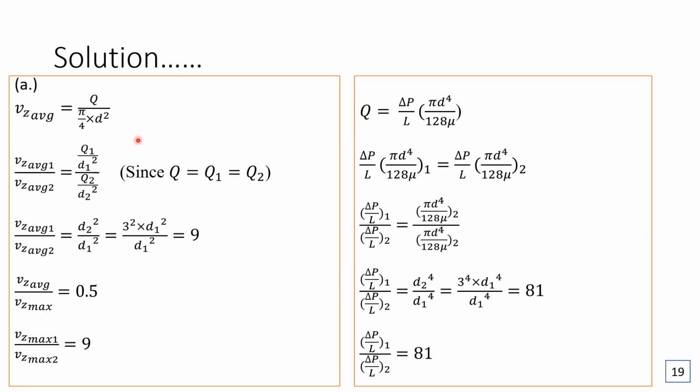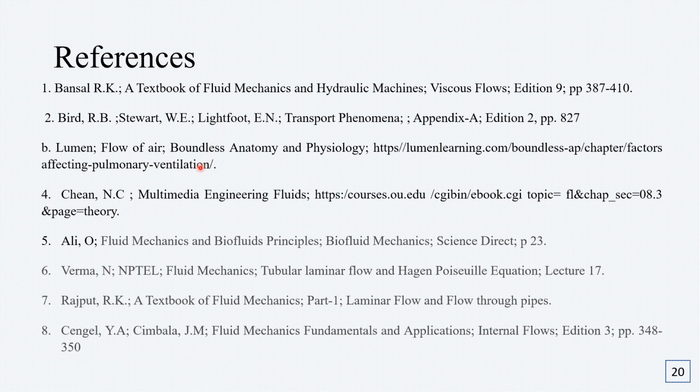It is the expression of the V average, and by substituting values we get Q1 equal to Q2 given in the problem. So we came to know that average velocity in the smaller diameter pipe would be 9 times the average velocity in the larger diameter pipe. Same would be the case for the maximum velocity: maximum velocity in the smaller diameter pipe would be 9 times that of the larger diameter pipe. This is because the ratio of average velocity and maximum velocity will remain same, and since Q is constant, we substitute the values of different parameters in this equation, and finally we came to know that the only varying factors are pressure drop per unit length and diameter. So finally the ratio of pressure drop per unit length in case 1 to case 2 is equal to 81.